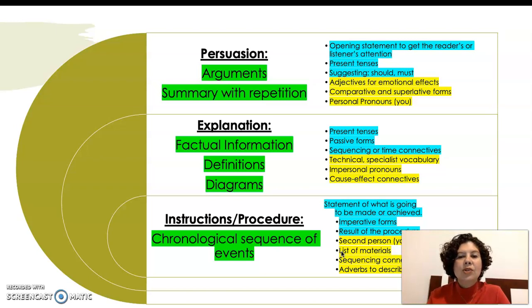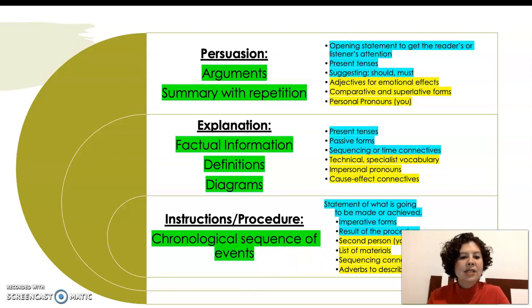Okay? So, teachers, it's important for us as teachers to know the purpose of the text that we're going to be dealing with and what it contains in terms of sentences and vocabulary, because from that we're going to take the grammar that we're going to cover with our students.